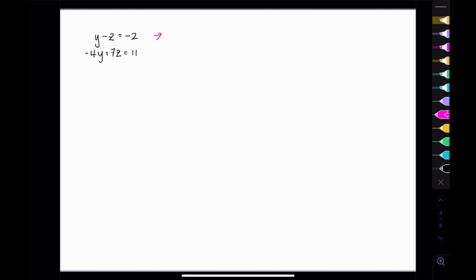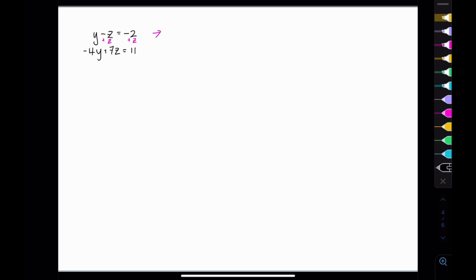If you want to look in the notes, I did elimination there though. But from this first equation, I can add z to the other side to get that y is equal to z minus 2. And then plugging that in for y in the second equation, this tells us negative 4 times z minus 2 plus 7z needs to equal 11.